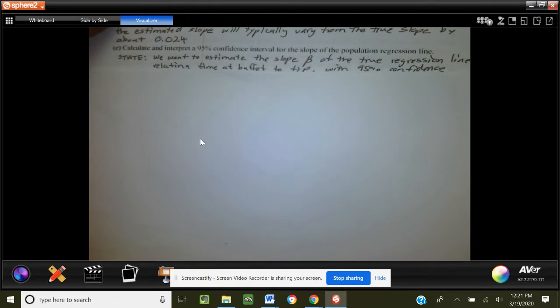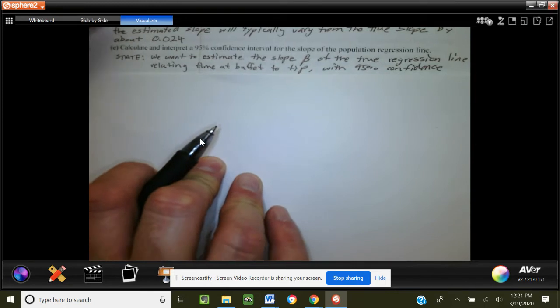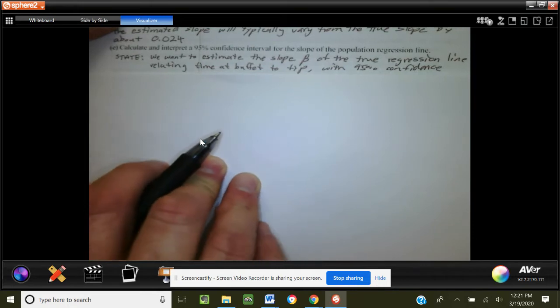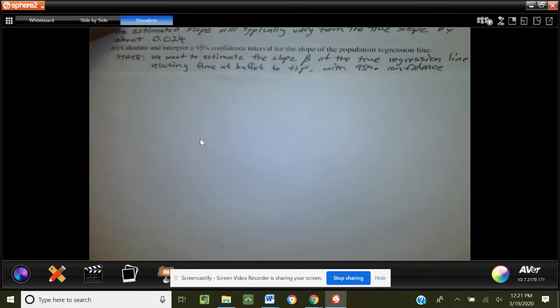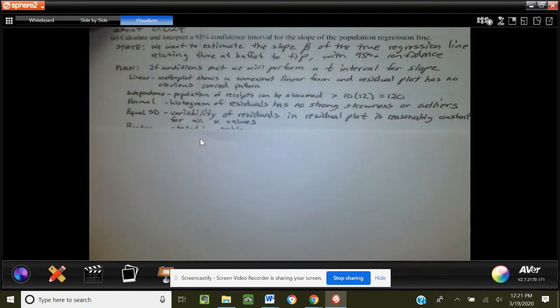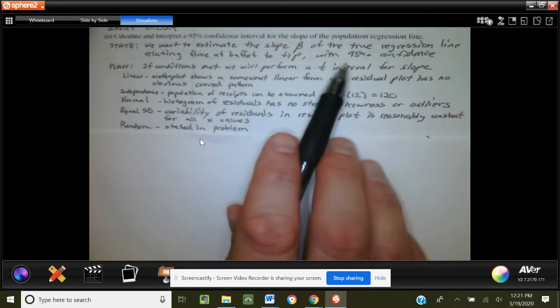Then calculate and interpret a 95% confidence interval for the slope of the population regression line. The state step: we want to estimate the slope beta of the true regression line relating time at buffet to tip with 95% confidence. So that's what our typical state step is going to look like for slope. For the plan step, we want to write our inference procedure name and check our conditions. So if conditions are met, we will perform a t interval for slope.